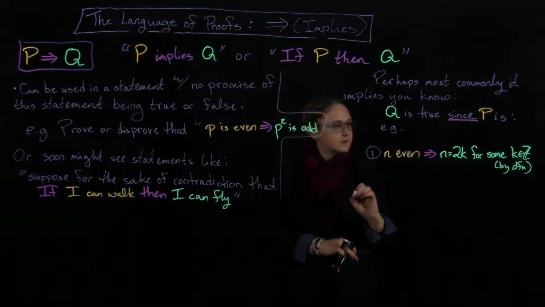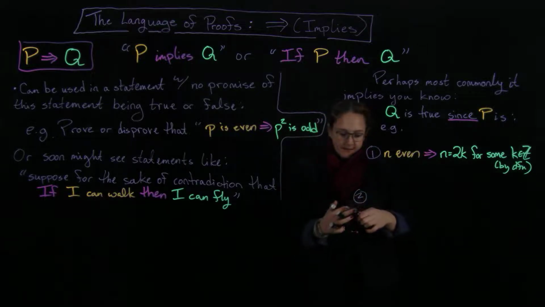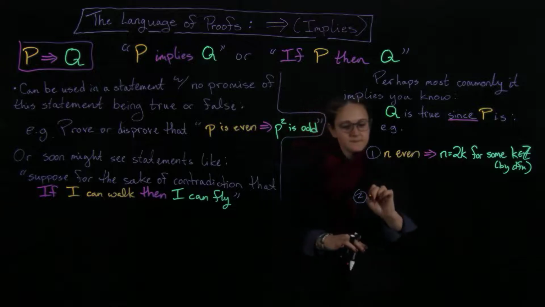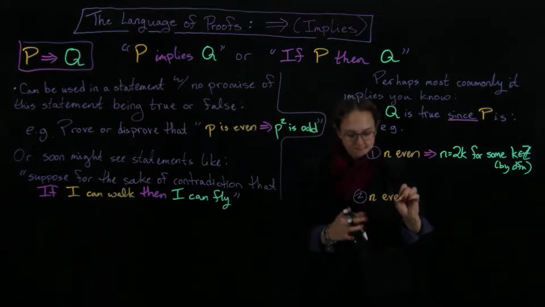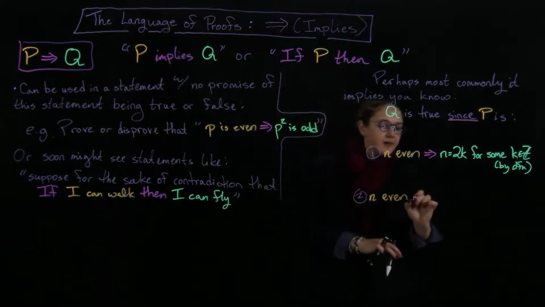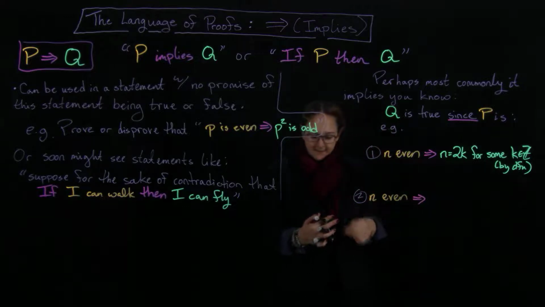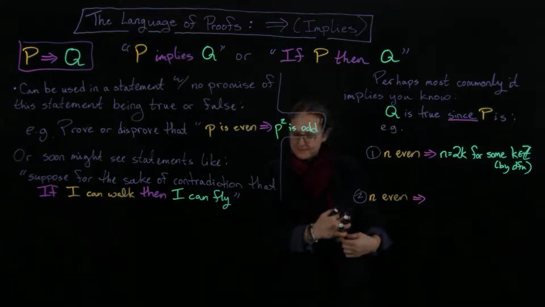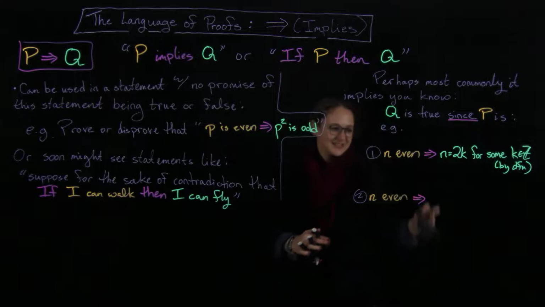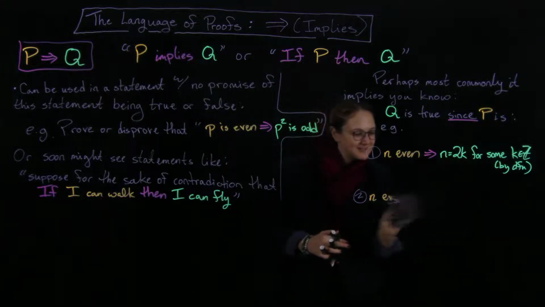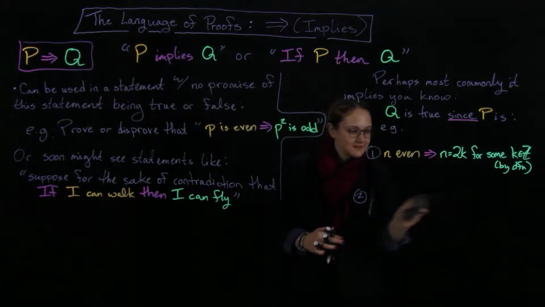Here's another one. We could do n even implies that we have, oops, the last one was n even. I read the wrong part of the paper. Let's clean that up.